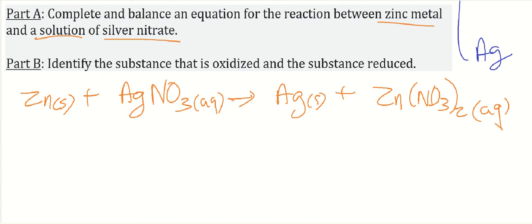We need a 2 there to make it 2 nitrates on both sides. And then now we need a 2 there to get silver to balance. There's your answer to part A. What is oxidized, what is reduced?